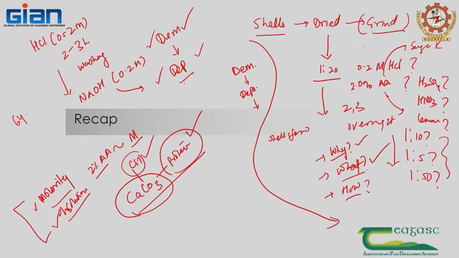So that should be one of the questions: why are we doing demineralization first? We could have done deproteinization first. Why deproteinization only with alkali? Why not with protease enzyme? That is also possible. So the steps for getting to chitin are demineralization, deproteinization, deacetylation, but demineralization and deproteinization can be interchanged.